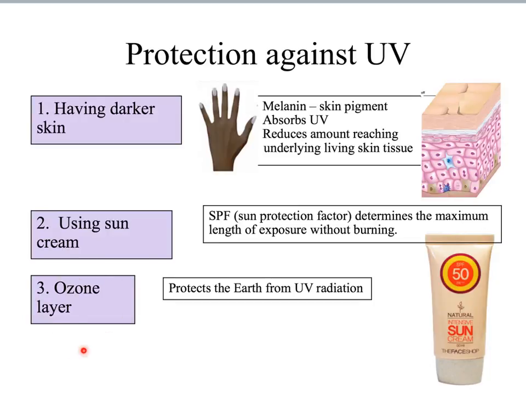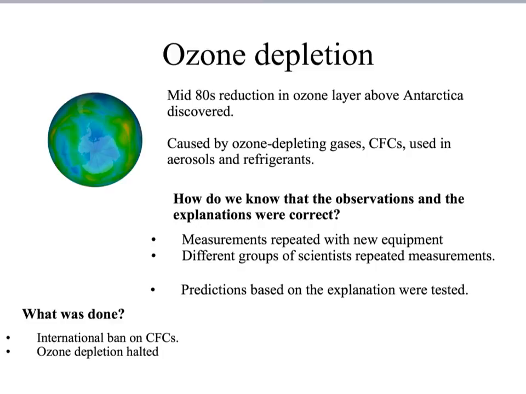The third method of protection is the ozone layer. This is a layer of gas high up in the Earth's atmosphere, and ozone absorbs UV. So just in the way that melanin prevents UV from reaching the living skin tissue, the ozone layer absorbs UV and prevents a lot of it from reaching the surface of the Earth. In the mid-80s, it was discovered that there was a big hole in the ozone layer above Antarctica.